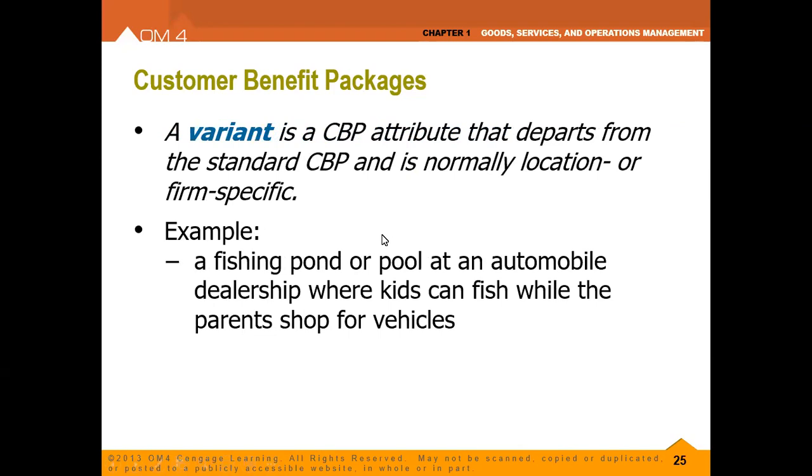And then the variant is the CBP attribute that departs from a standard, and it's normally location or firm specific. So like the one I talked about, it's a variant, like a fishing pond or pool at the dealership where kids can fish when parents shop. That's not really a standard CBP, okay? So like the facial, like the massage, it's not standard, so it becomes a variant.